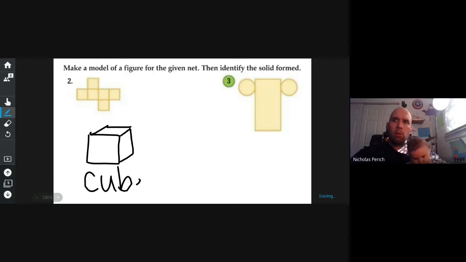So, make a model, just did, then identify the solid form, which is what you guys did for me. Cube. Camilla's already answered the next part. 3 is a cylinder.